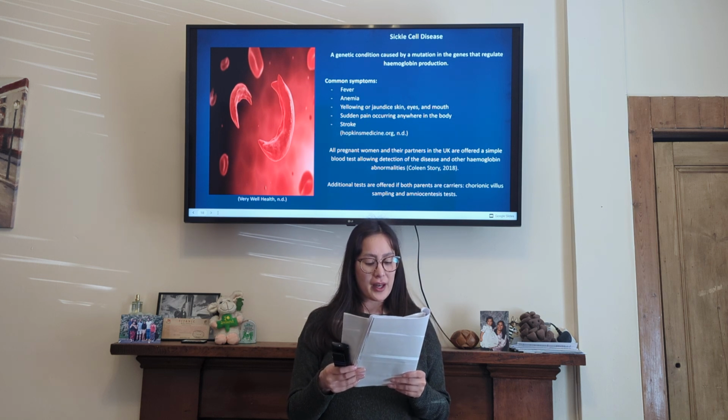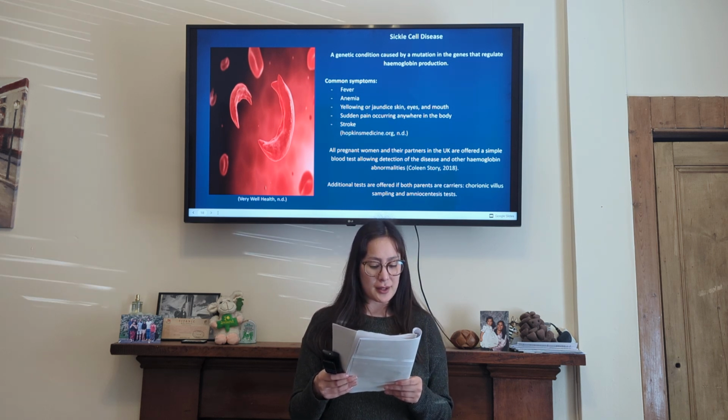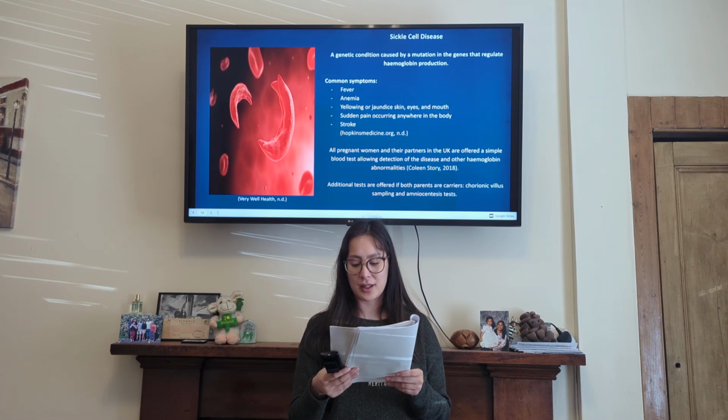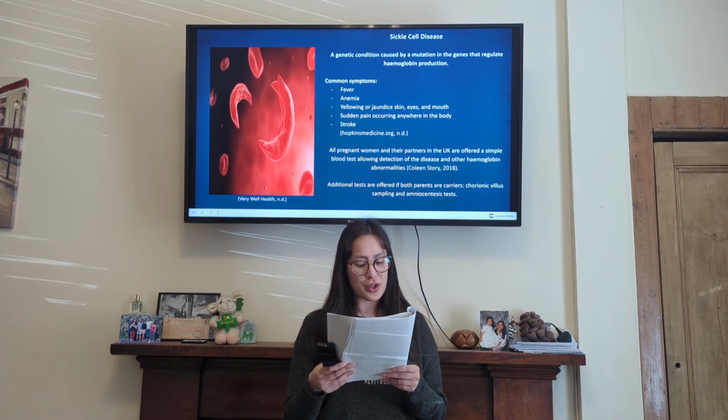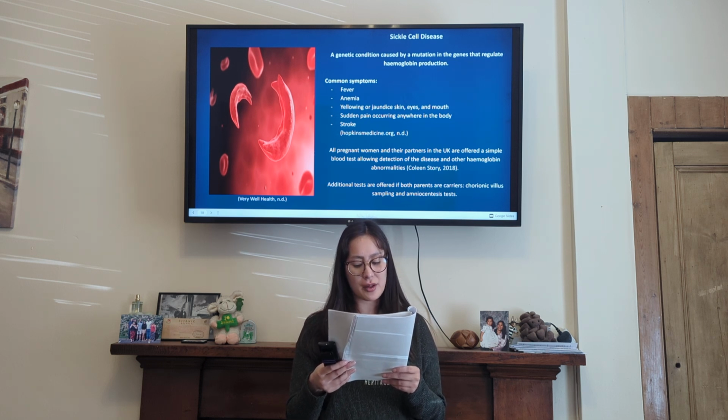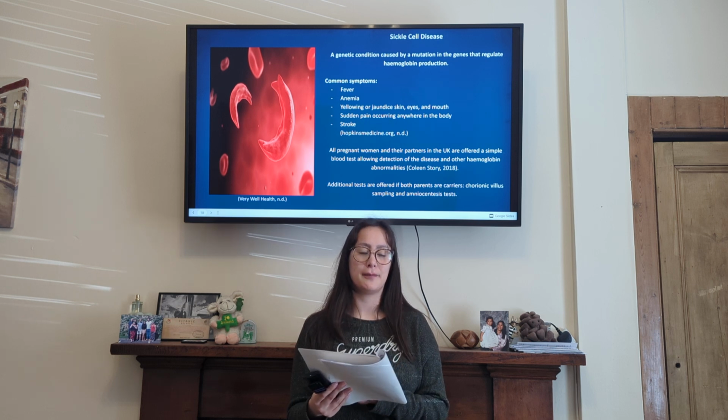Common symptoms, varying in severity, include fever-like symptoms, anaemia, yellowing or jaundiced skin, eyes and mouth caused by a substance, bilirubin, which is released following red blood cell death, sudden pain occurring anywhere in the body from blood flow, and stroke from a lack of oxygen to the brain.